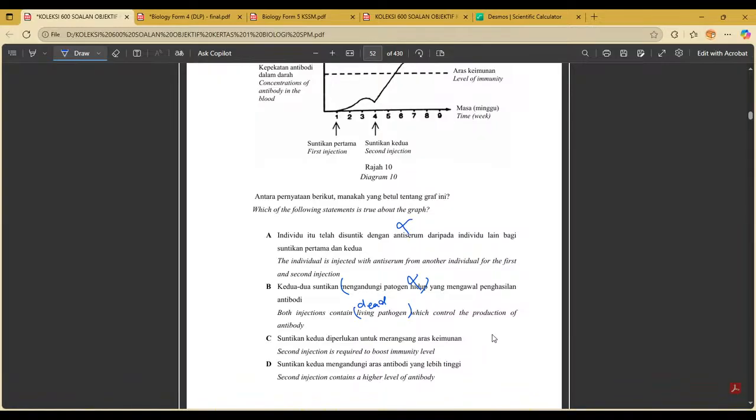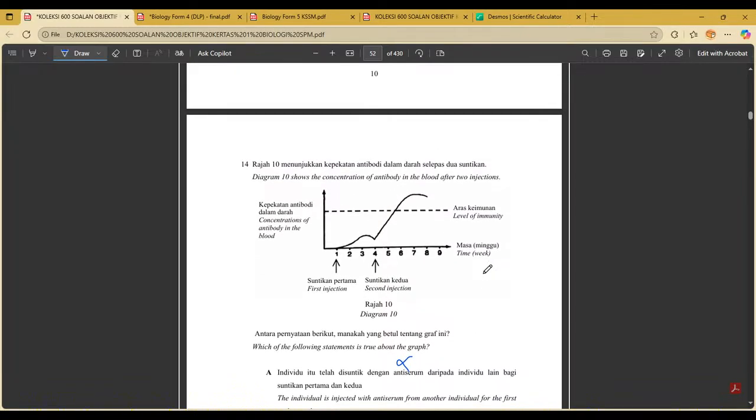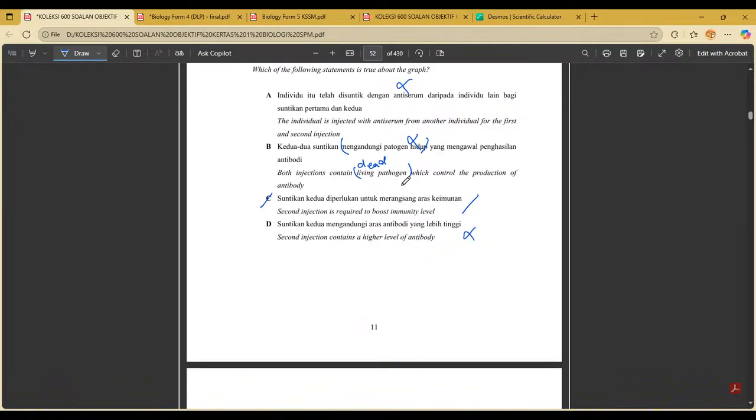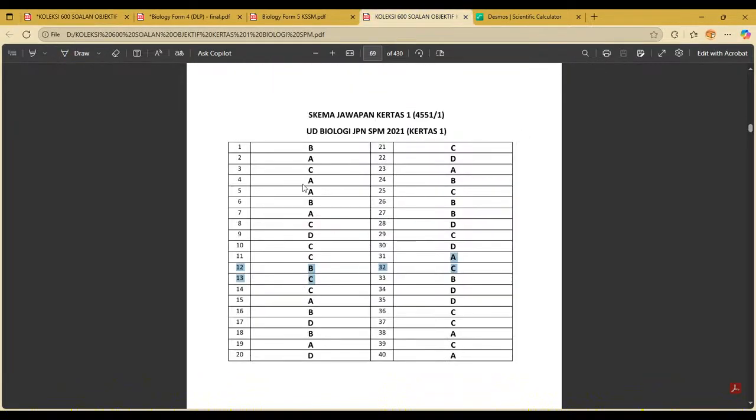Second injection is required to boost immunity level. Second injection contains a higher level of antibody. No, well maybe, but I think it's quite to boost immunity level instead of the second injection itself has a high antibody. Question 14 C. Yep.